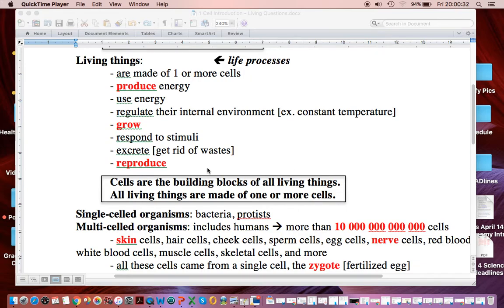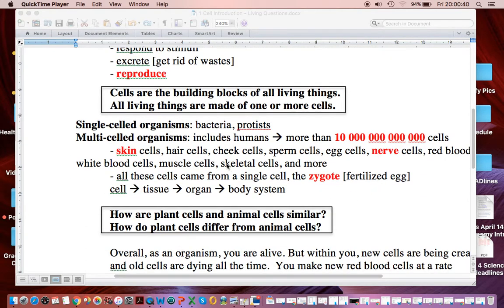In the rectangle it says cells are the building blocks of all living things, and it reminds you that all living things are made up of at least one cell. So examples of single-celled organisms are bacteria and protists. Multi-celled organisms, well, you think about a human, and we are looking at being made of trillions of cells. It says 10 trillion, that number is an estimate.